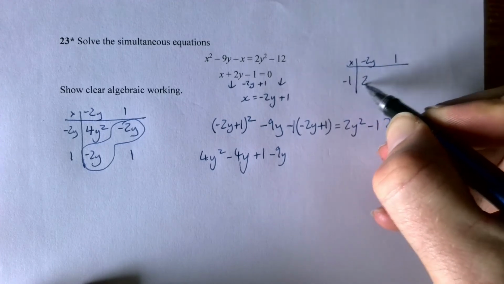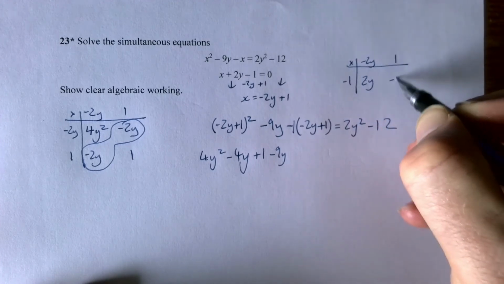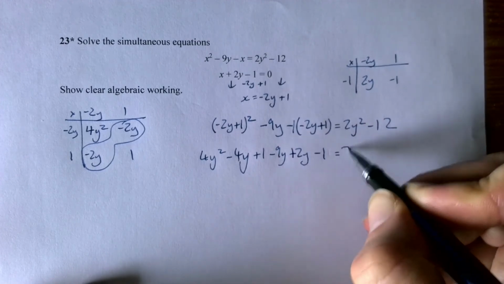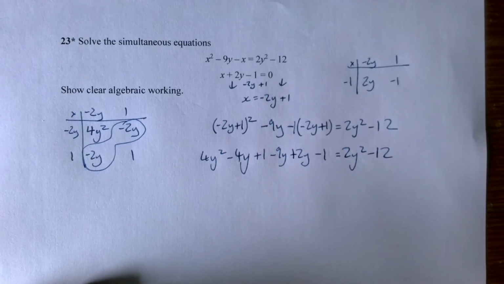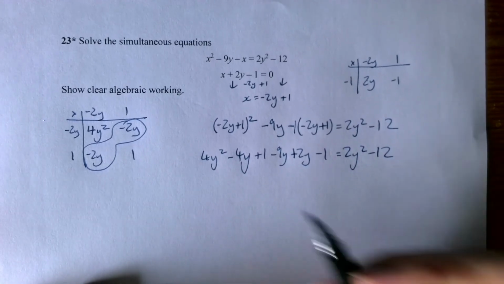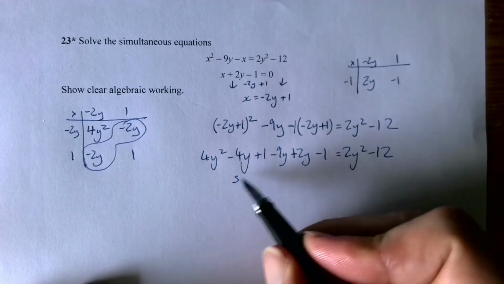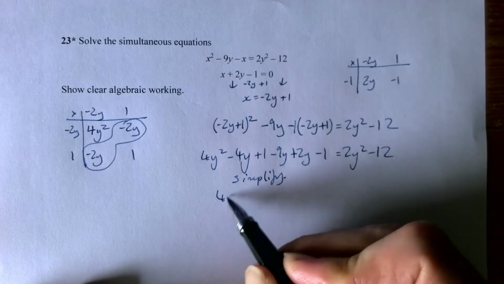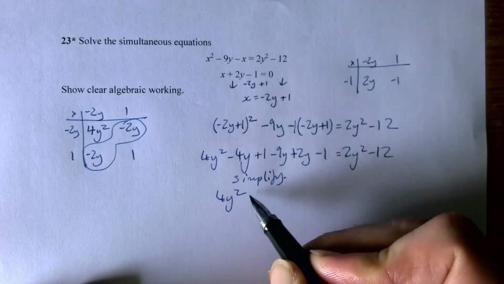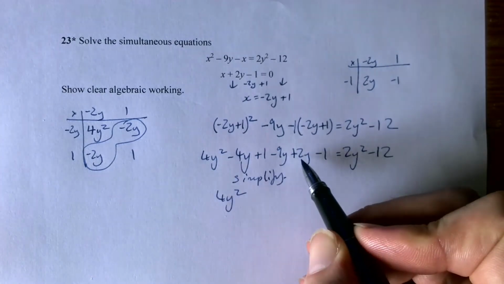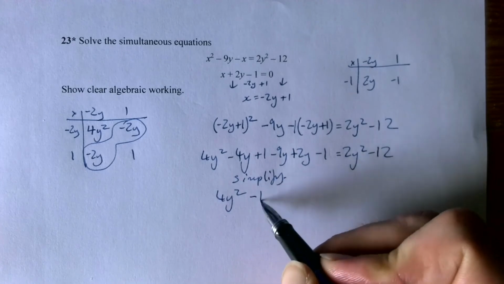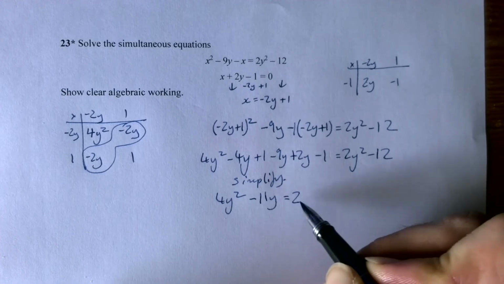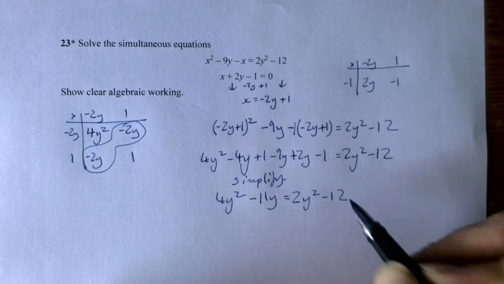Negative times a negative is positive, negative times a positive is negative. So it gives me plus 2y take 1 is equal to 2y squared take 12. Now let's not try and do too much at once. Let's simplify the left hand side, and that's giving me 4y squared take 13 plus 2 is negative 11y. The 1 and the negative 1 cancel out, and then we've got 2y squared minus 12 on this side.